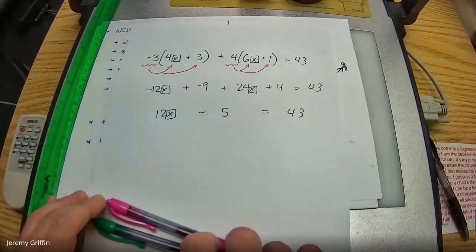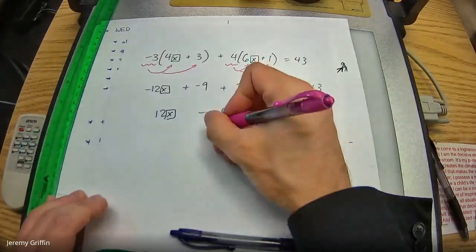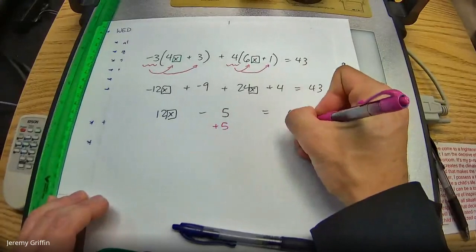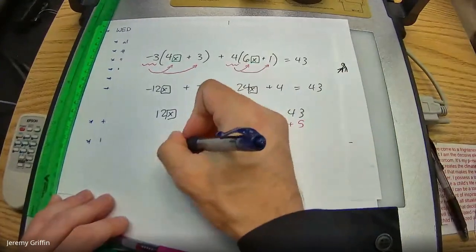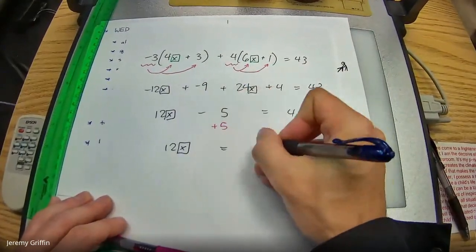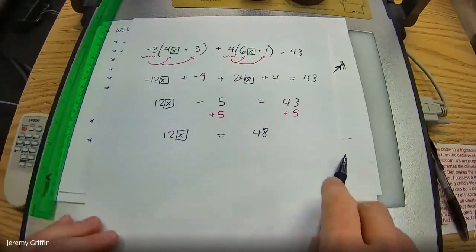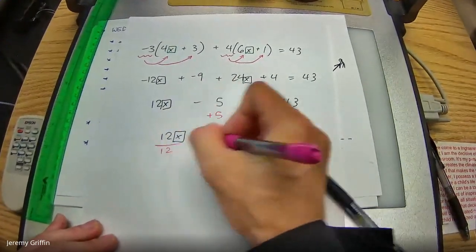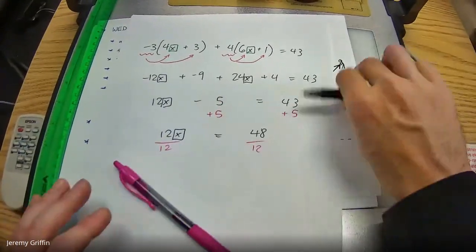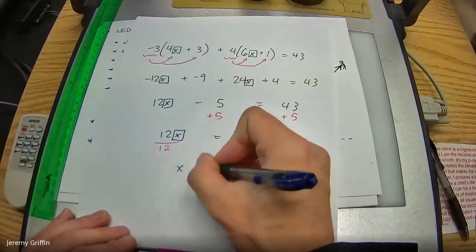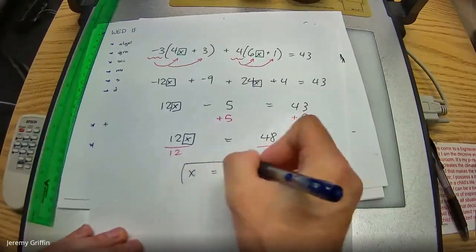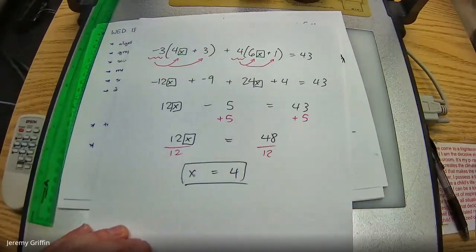Right. Next step. Yeah, add 5 over. Right. It's going to say 12x is 48. And then finally do what to both sides? Divide by the coefficient 12. Good call. So it's going to give us x is equal to 4. I think that's right. That was right.